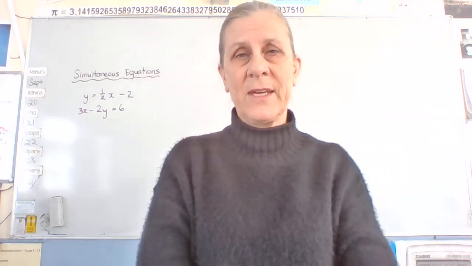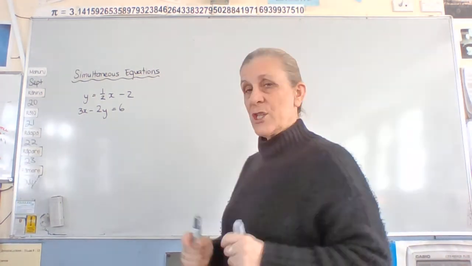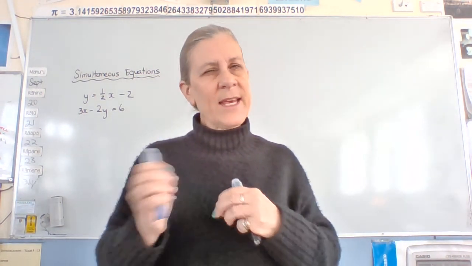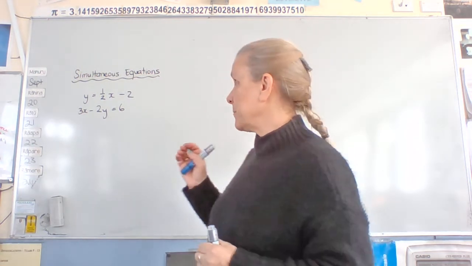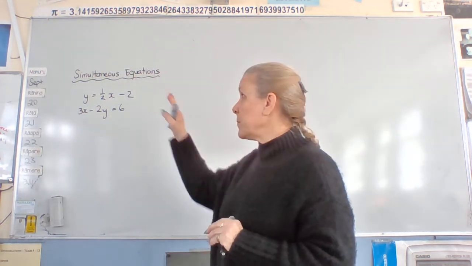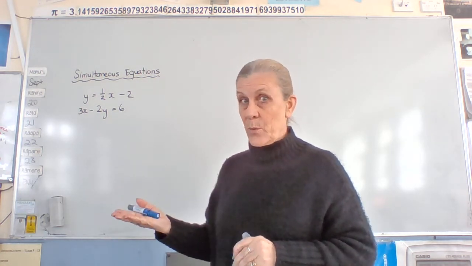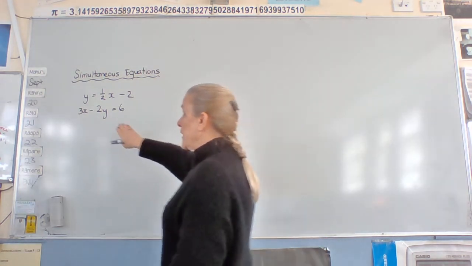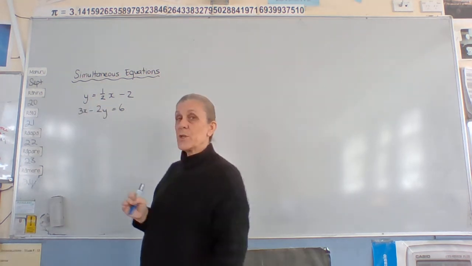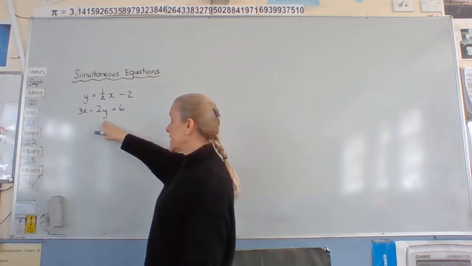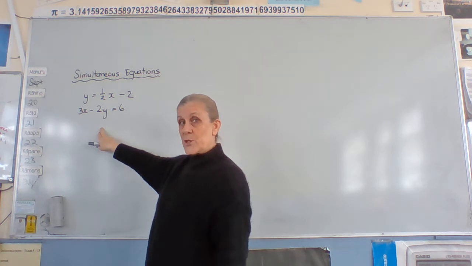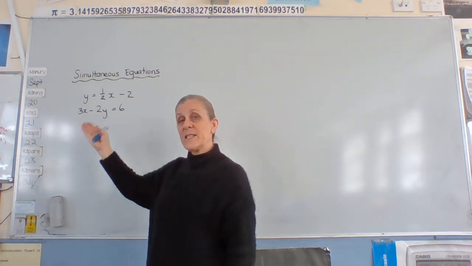So what we have here is two equations with x and y in them. The x and the y are exactly the same value, whatever that happens to be, in both of these equations. So anytime y is mentioned, it's the same as any other y in the equation. So here, this y says that it's equal to half x minus 2. So this y here is also equal to a half x minus 2. And that's where it becomes helpful.